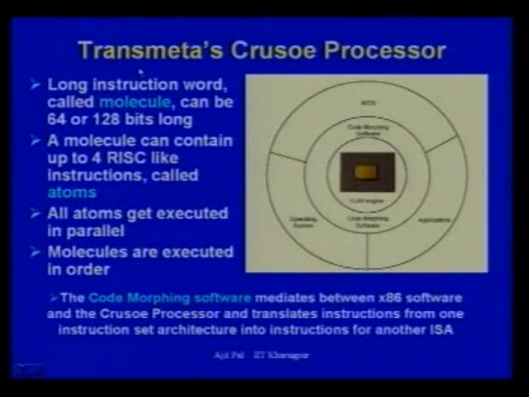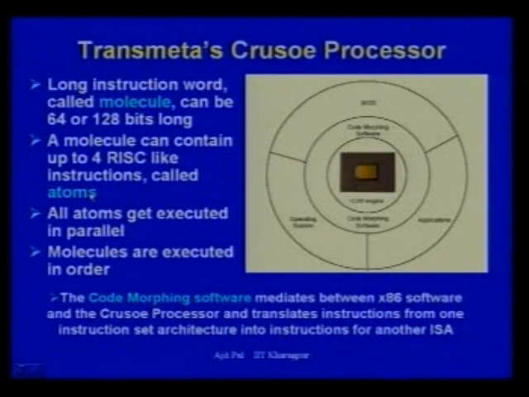And as you can see, there is a company known as Transmeta. You can visit Transmeta's website. They developed a processor known as the Crusoe processor. In this Crusoe processor, the processor is implemented by using this VLIW approach. They use compilers to form long instruction words called molecules, which can be 64 or 128 bits long, and a molecule can contain up to 4 RISC-like simple operations, which are called atoms.